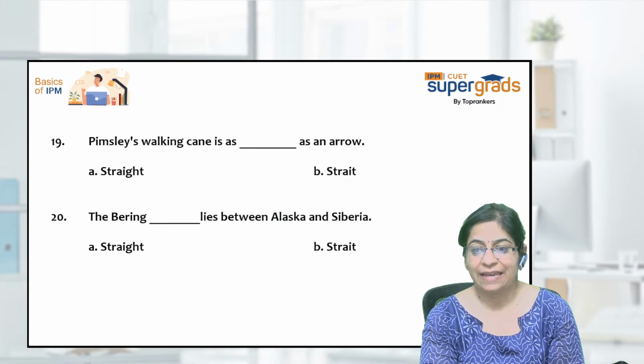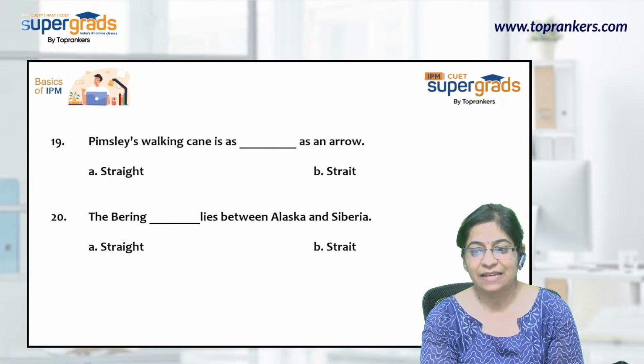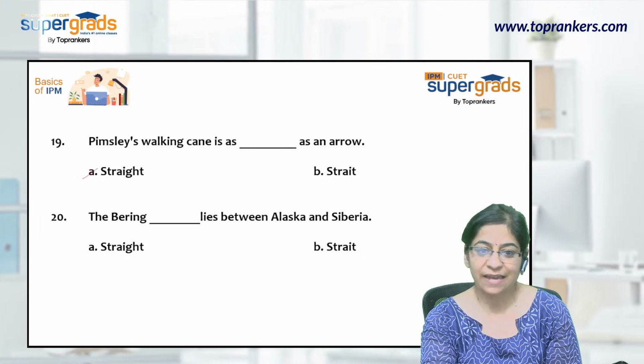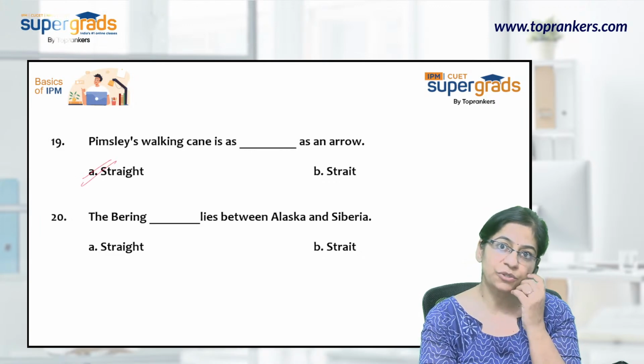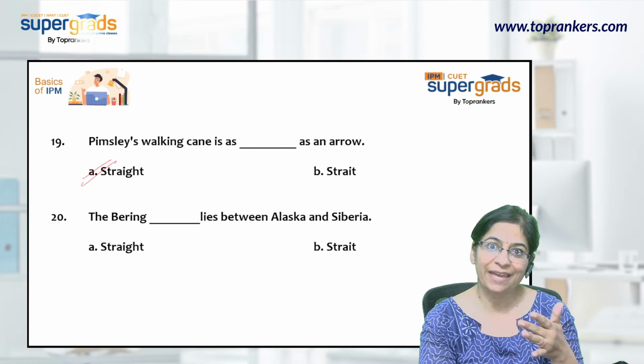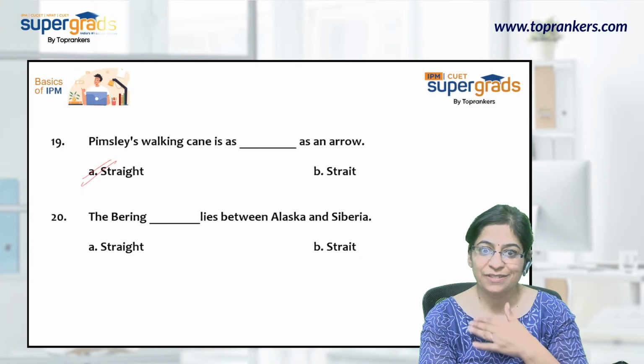Plimsley's walking cane is dash as an arrow. I guess we understand this as straight as an arrow. So straight is something that is not bent or crooked. So it's straight as an arrow.